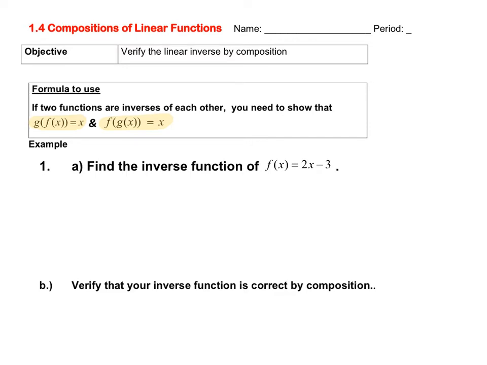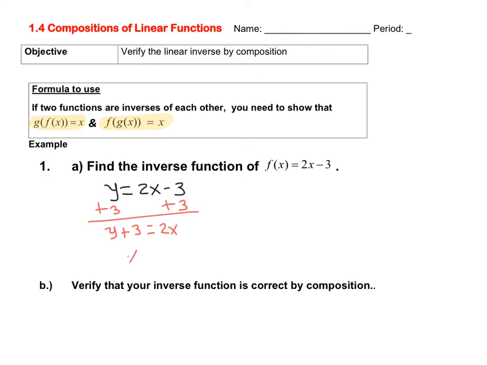So here I'm supposed to find the inverse, so I'm going to just follow the steps we followed in the last lesson. So we have y is equal to 2x minus 3. I'm going to add 3 on both sides. So I get y plus 3 is equal to 2x. And now I'm going to switch x and y. It doesn't matter which step you switch them. It works all the same.